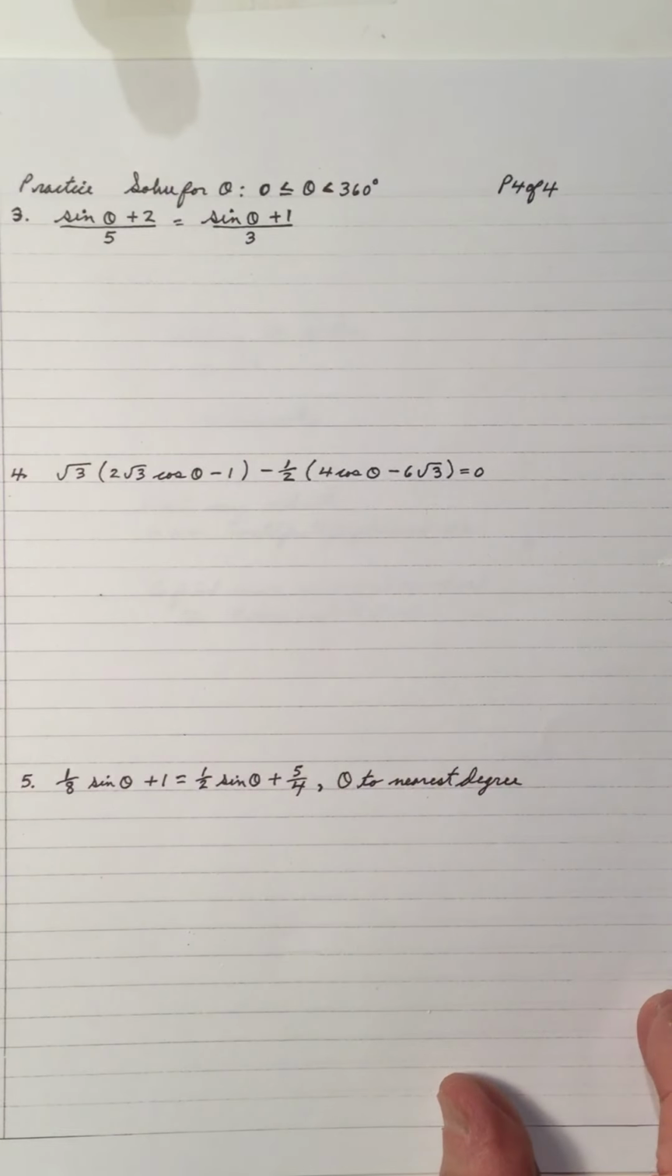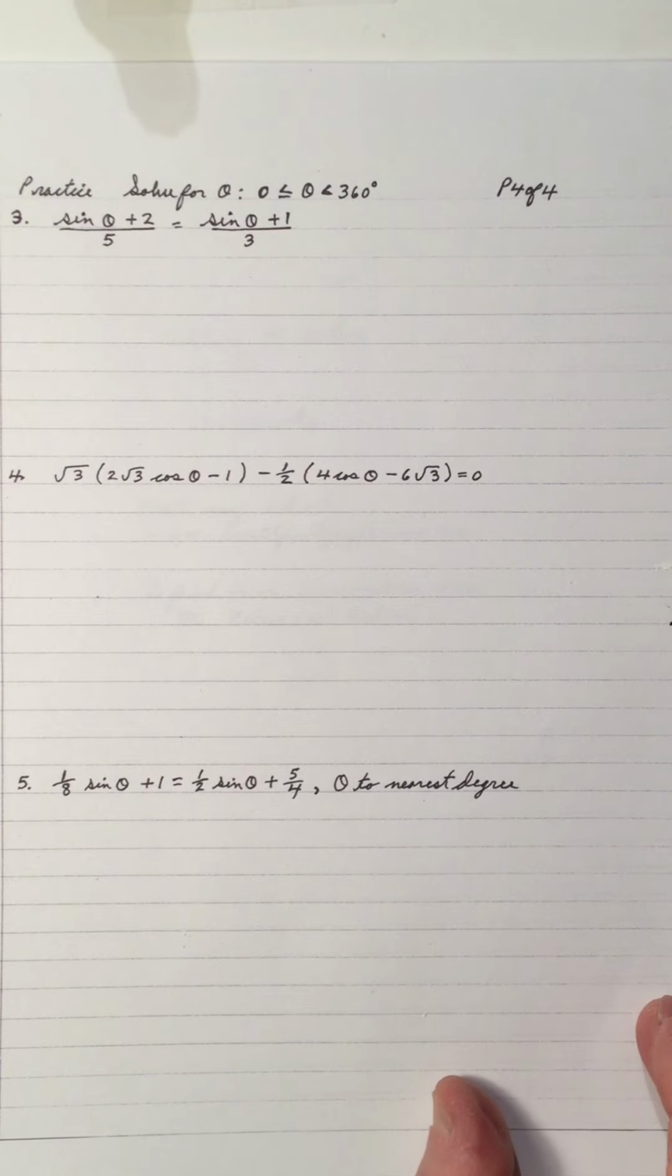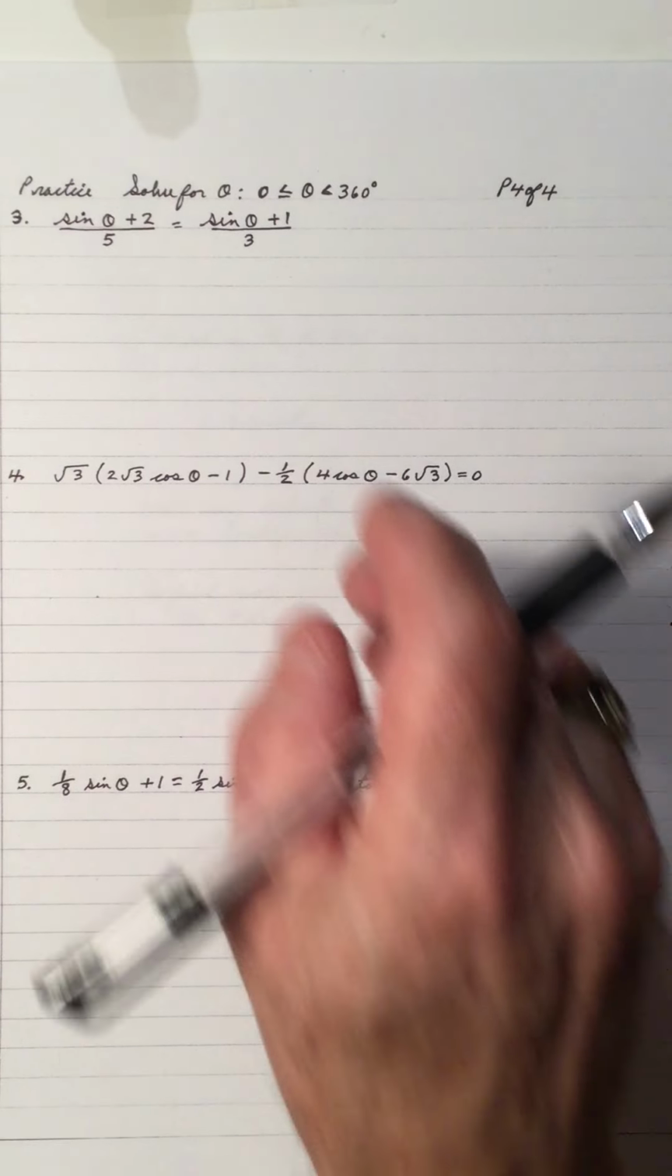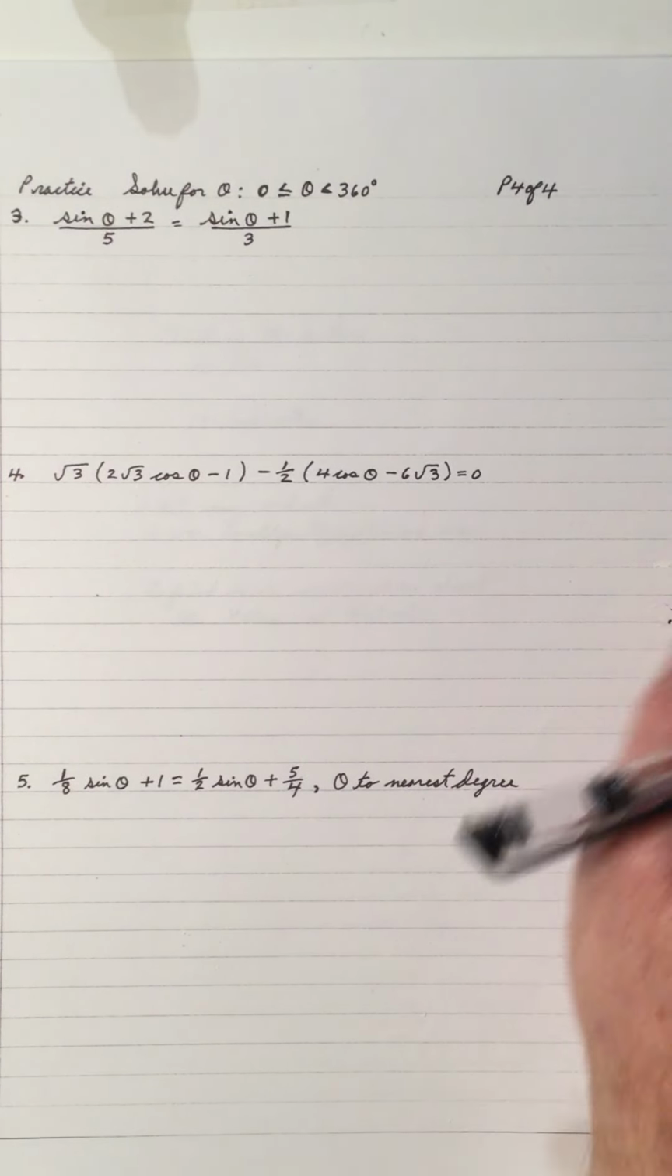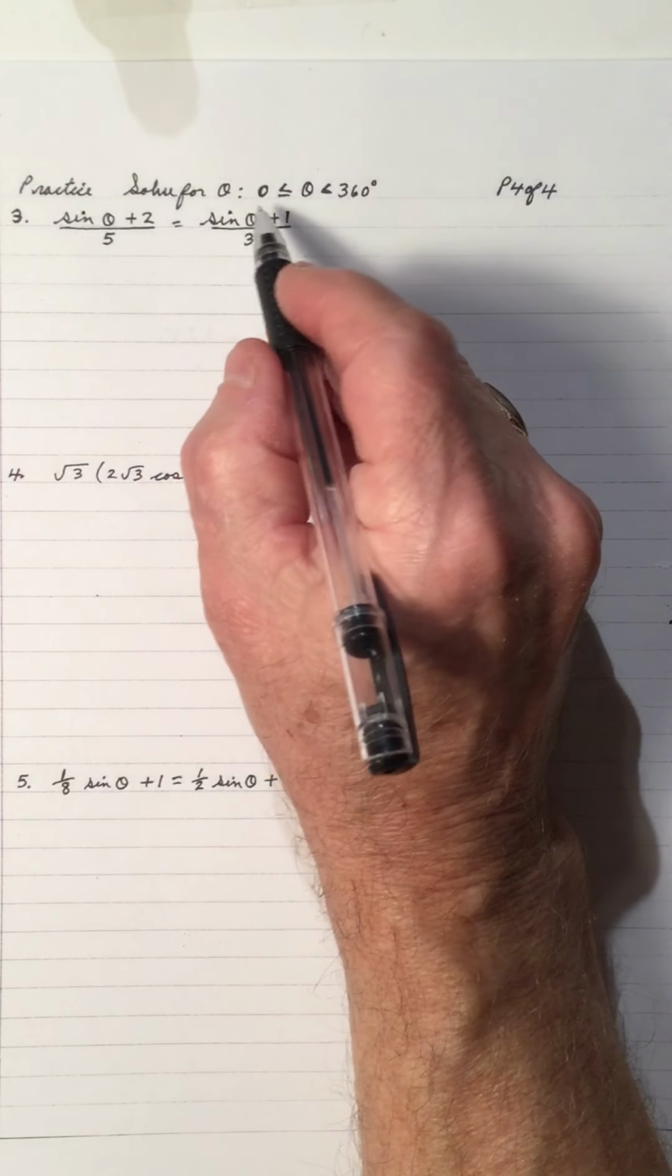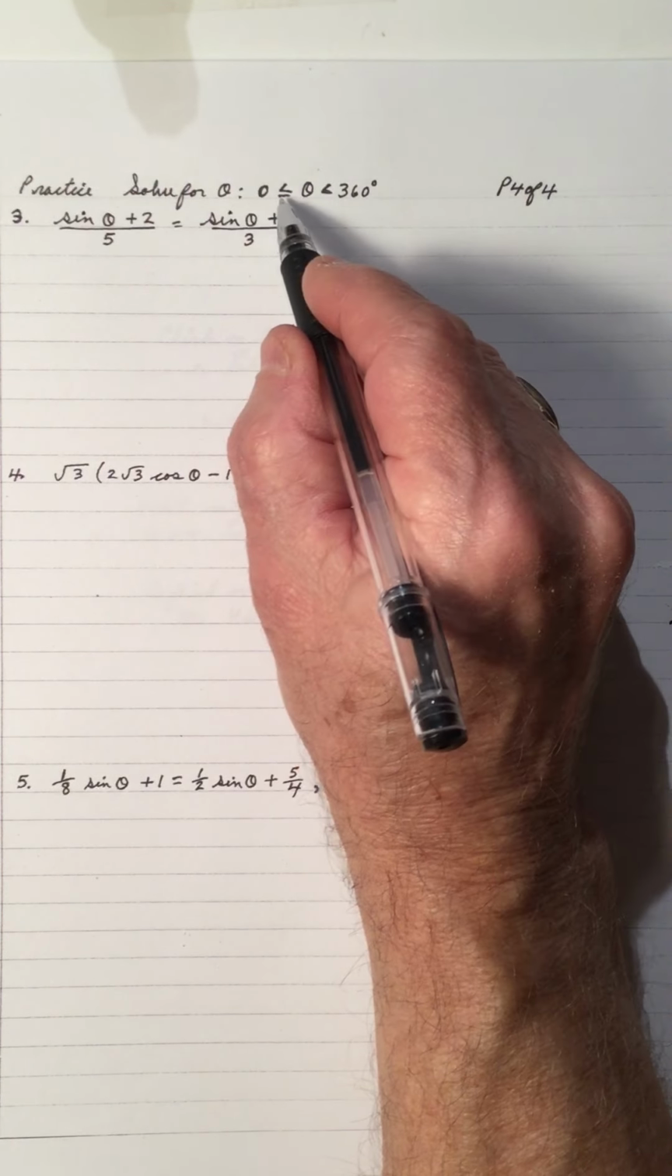Let's do some more. Again, practice. You can pause the video and work these out before I do. And 0 to 360 equals 0.